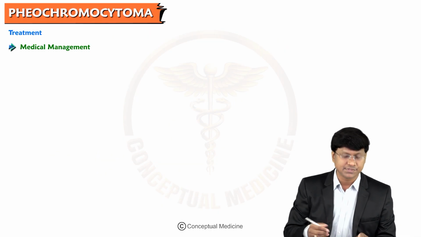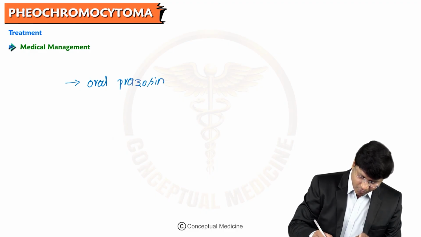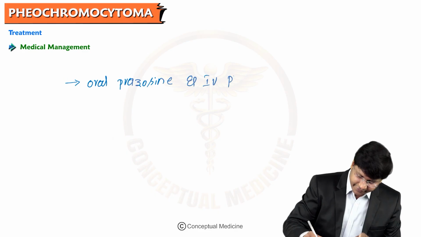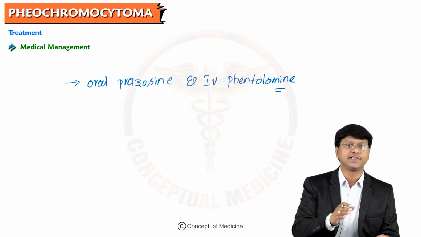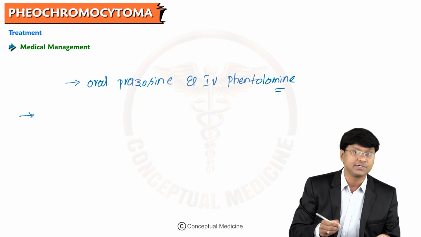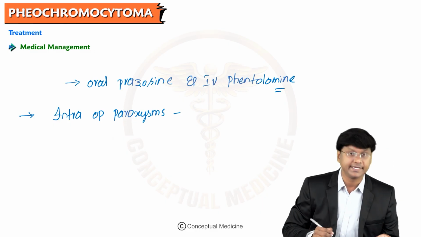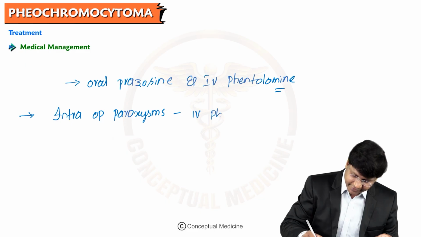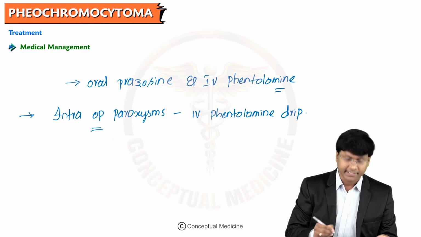So, the other antihypertensives that can be given are oral prazosin as well as intravenous phentolamine. So please remember these particular drugs, right? They are used to manage the paroxysms while awaiting adequate alpha blockade. And suppose the individual has intraoperative paroxysms, you need to give an intravenous phentolamine drip. Right, you need to give the intravenous phentolamine drip if there are intraoperative paroxysms.